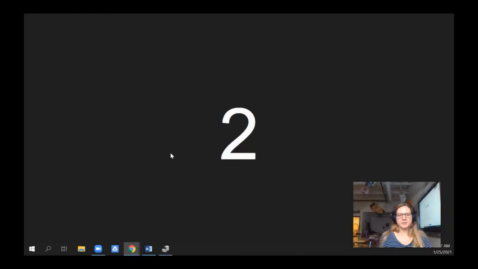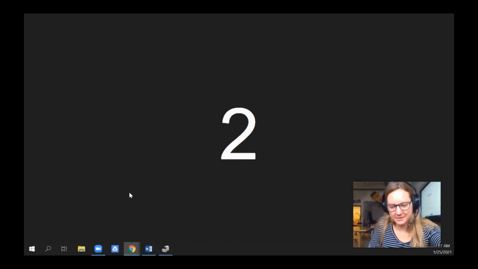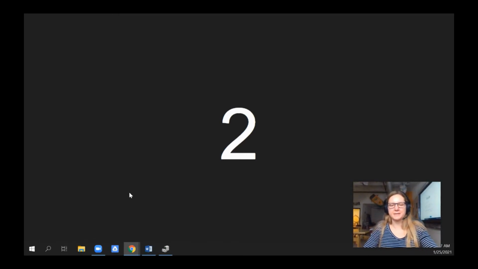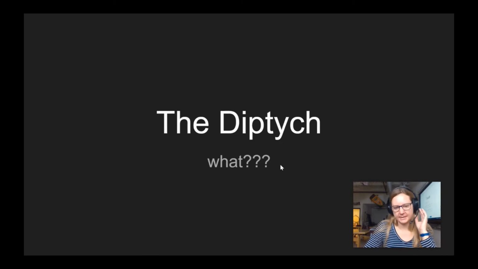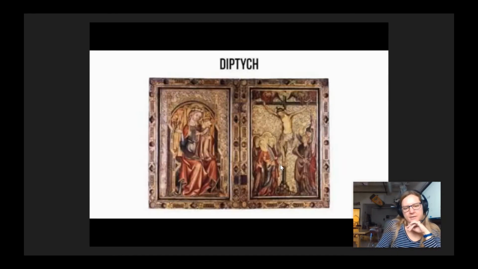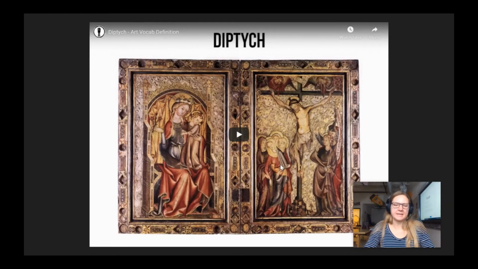Okay, for this one, we're going to be looking at the number 2, and we're going to figure out how the number 2 fits into art. It can fit into art, obviously, in many, many different ways, but we're going to look at the diptych. Okay, what? The diptych? You pronounce it just like dip and tick. Diptych. The definition of a diptych is 2 artworks that are shown together next to each other.